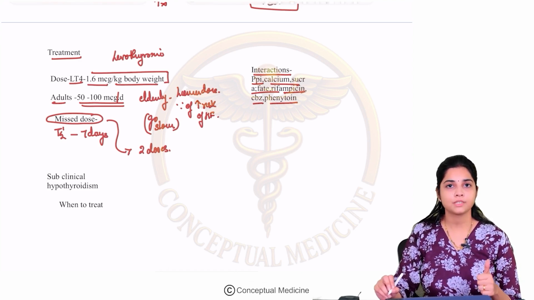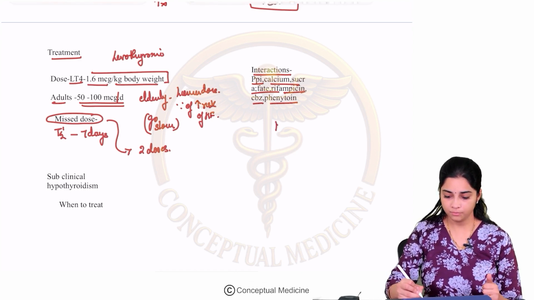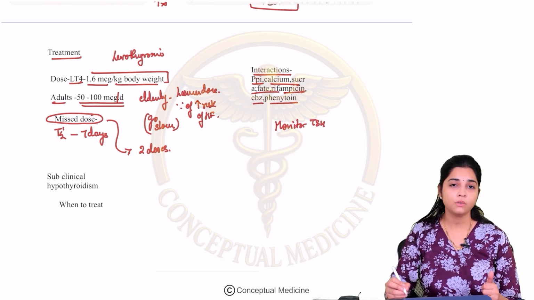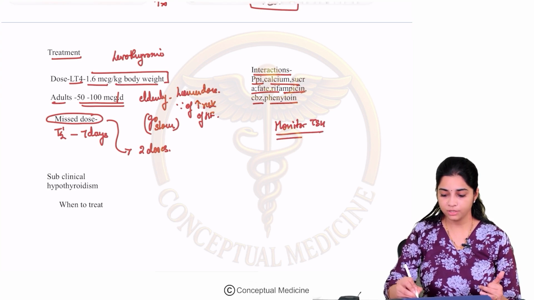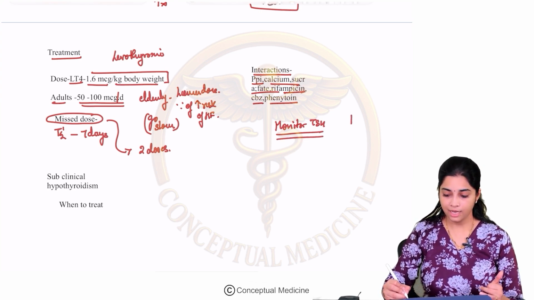Now once you have started your treatment, when do you want to monitor? So you will monitor the TSH levels. The main goal is you have to bring back the TSH to within normal limits. So how do you monitor? You monitor the TSH levels after about 6 to 8 weeks.